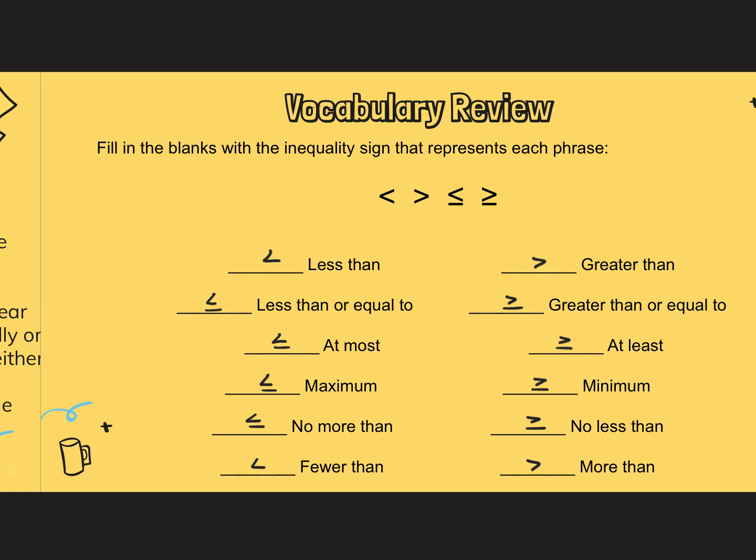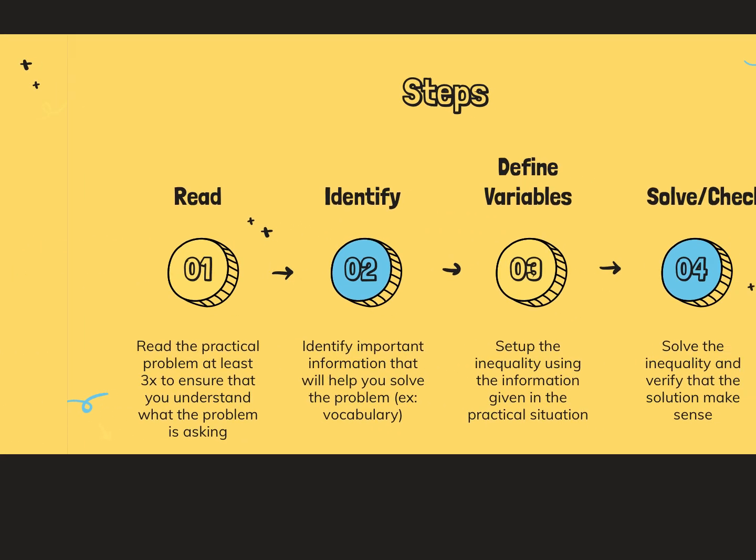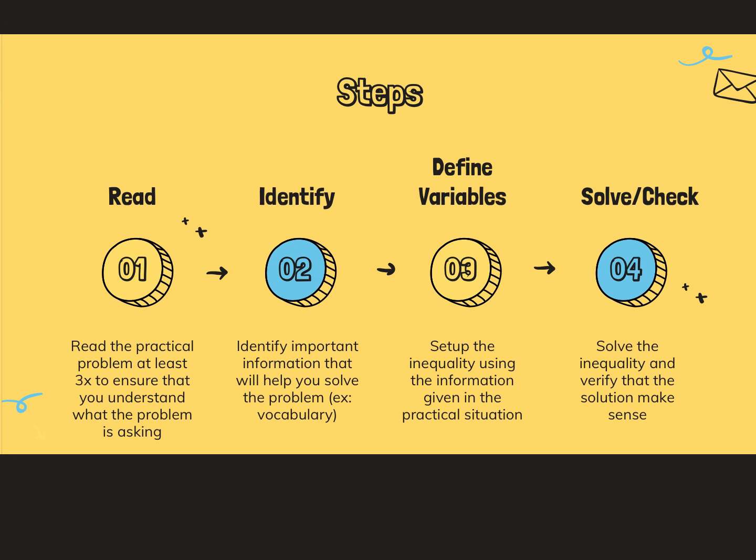All right, so let's take a look at some examples. But before that, let's look at some steps. The first thing is read. Read the problem at least 3 times to ensure that you understand what the problem is asking. 2, identify the important information that will help you solve the problem, i.e. those key vocabulary terms that we just looked at. 3, define the variables. So set up the inequality using the information given in the practical situation. And then you're going to solve and check: solve the inequality and verify that the solution makes sense.